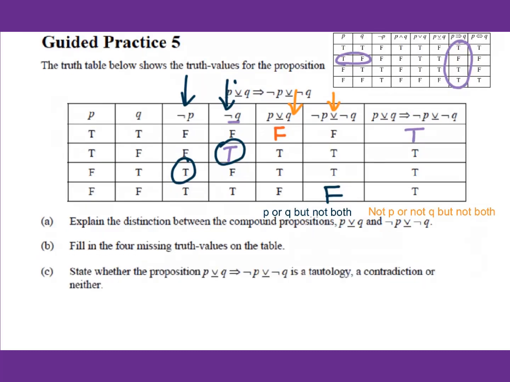For C, state whether the proposition is a tautology, a contradiction, or neither. Since this is all true in all situations, therefore, this is a tautology.